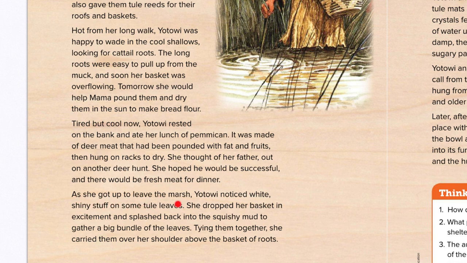As she got up to leave the marsh, Yotowi noticed white, shiny stuff on some tule leaves. She dropped her basket in excitement and splashed back into the squishy mud to gather a big bundle of the leaves. Tying them together, she carried them over her shoulder above the basket of roots.